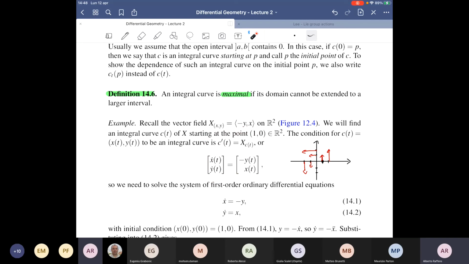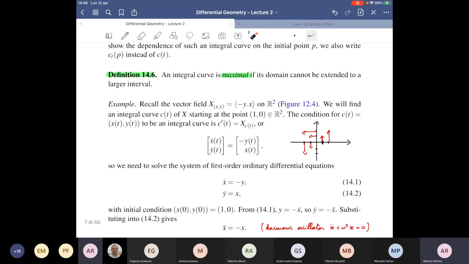As you can see, what we end up with is a system of first order ordinary differential equations. We want to solve this system of equations under this initial condition. So we have what is called a Cauchy problem. These two equations together with this condition give you the so-called Cauchy problem.